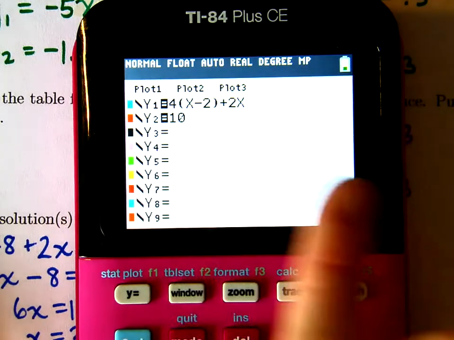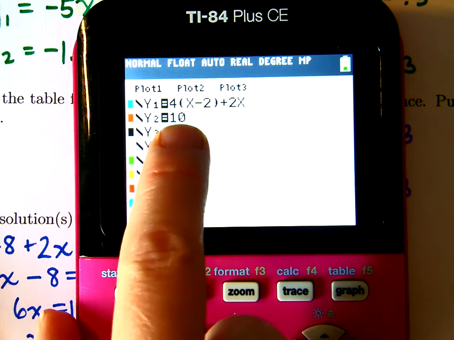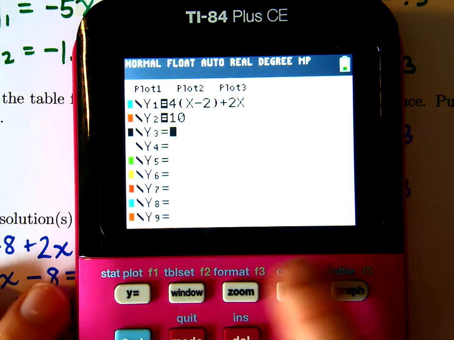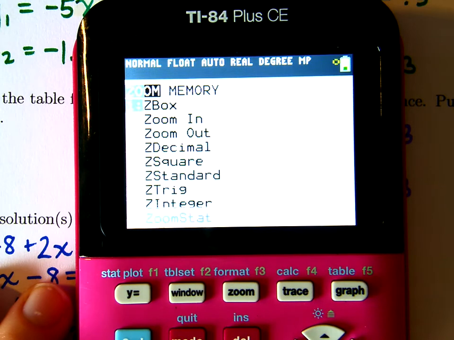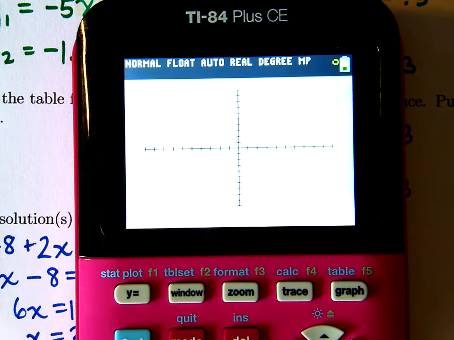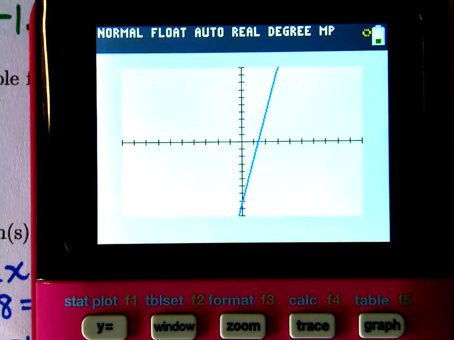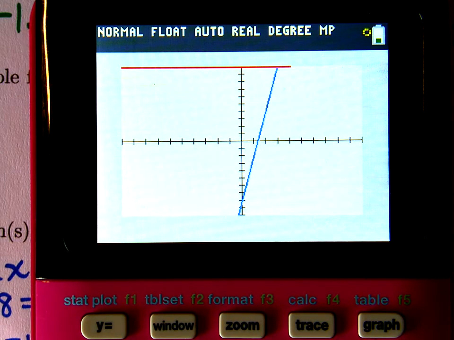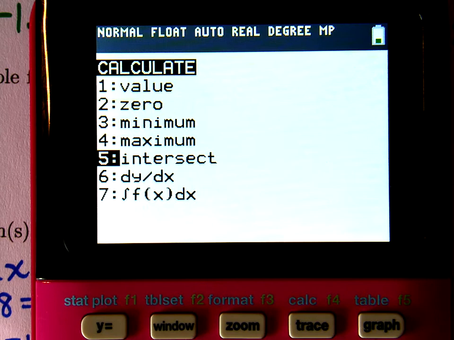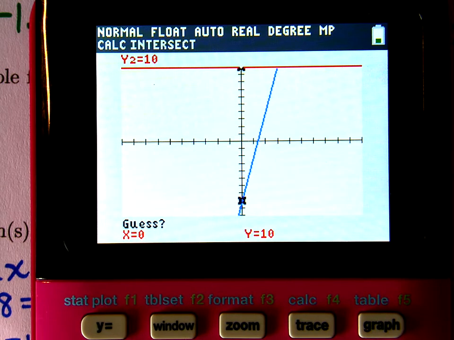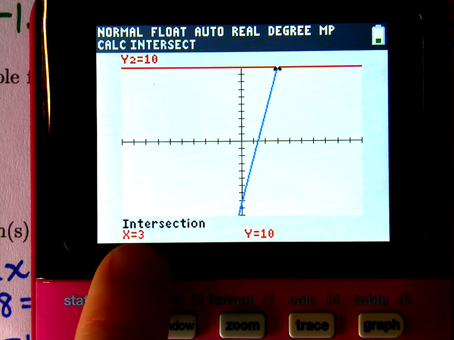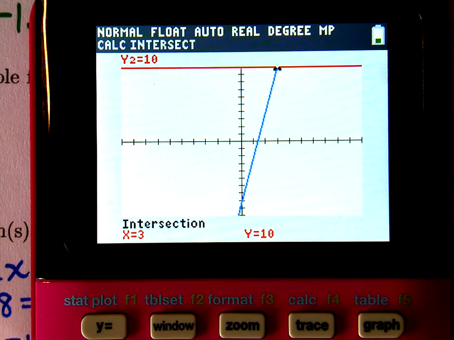Okay, so I just put the left side into y1, the right side into y2, and now I'm going to go zoom, and I'm going to go down to standard and have it graph. Okay, well, it looks like they meet, so I'm going to go ahead and do second calculate, intersection, and it did. And voila, we actually did our algebra right. They intersect when x equals 3.